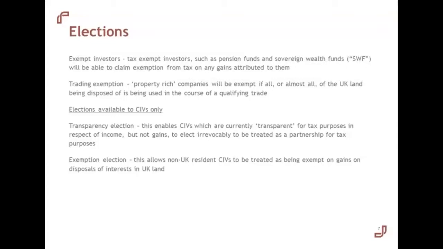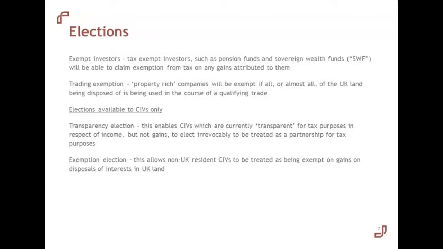And also, following the changes last November, there is also a trading exemption, which is very similar to substantial shareholding exemptions, if everyone knows what that is. Where there is a trading business, property companies will be exempt if all or almost all of the UK land being disposed of is being disposed of in the course of a trade. So, for example, a hotel business is a great example of this. If you're selling the hotel and the business of running the hotel in one go, then this will qualify for the trading exemption, or should do.